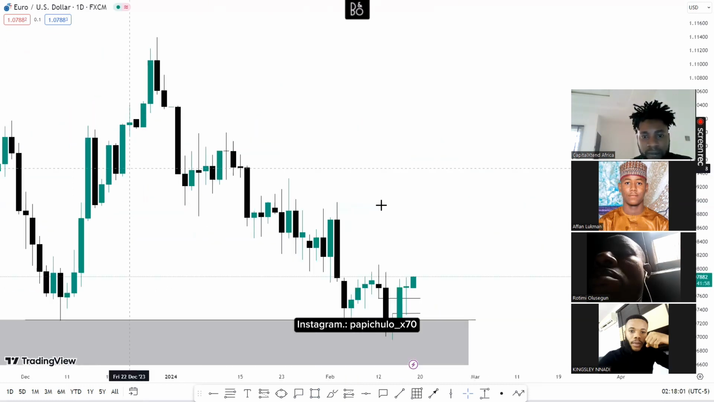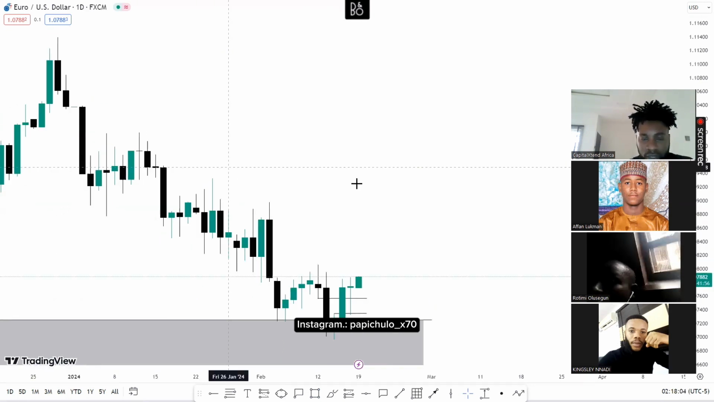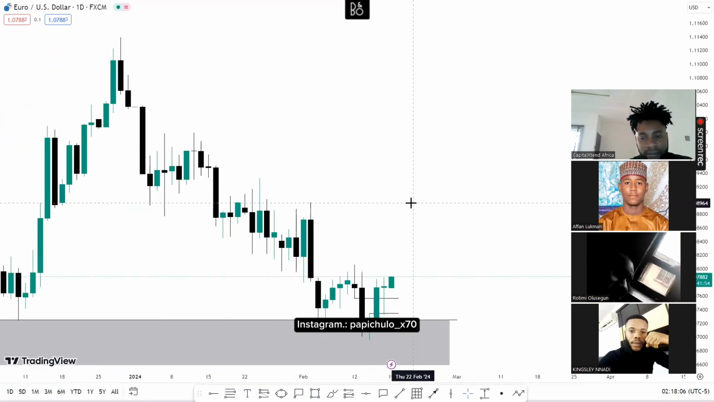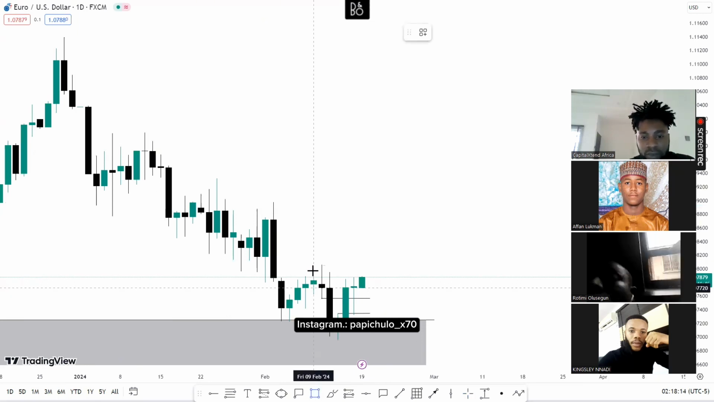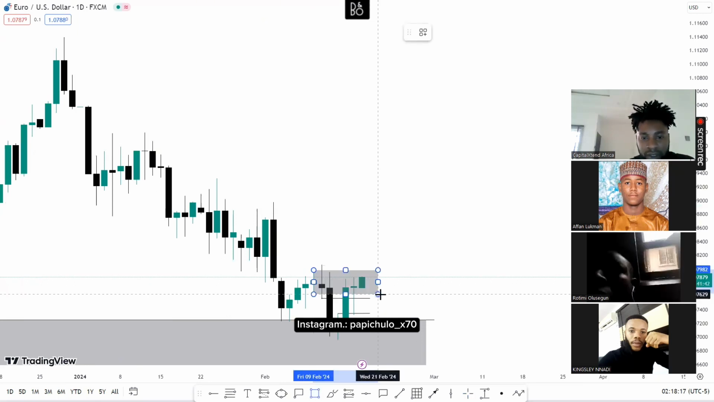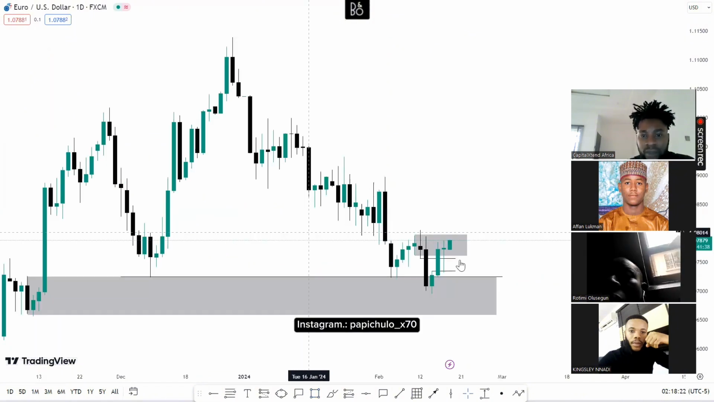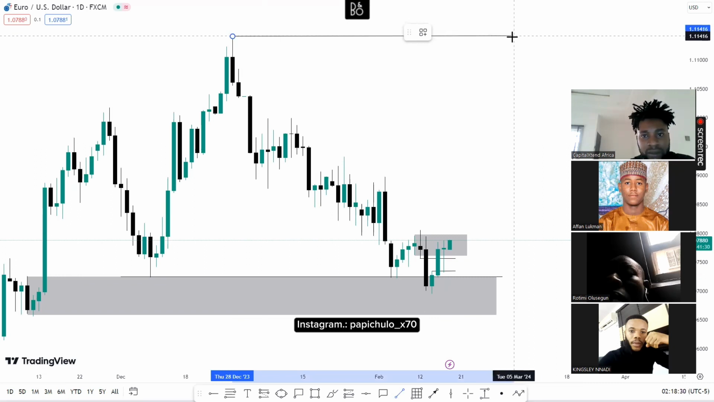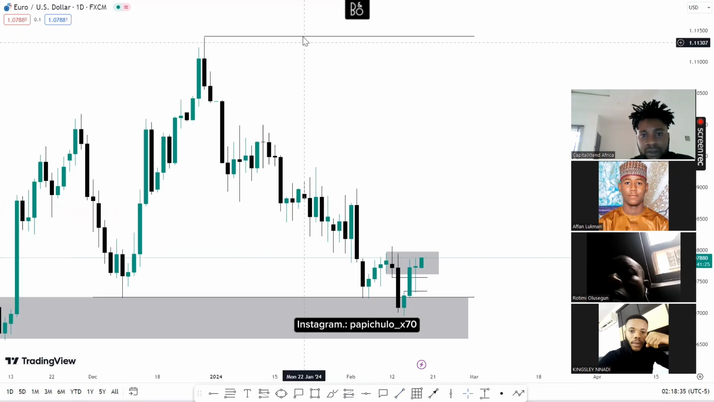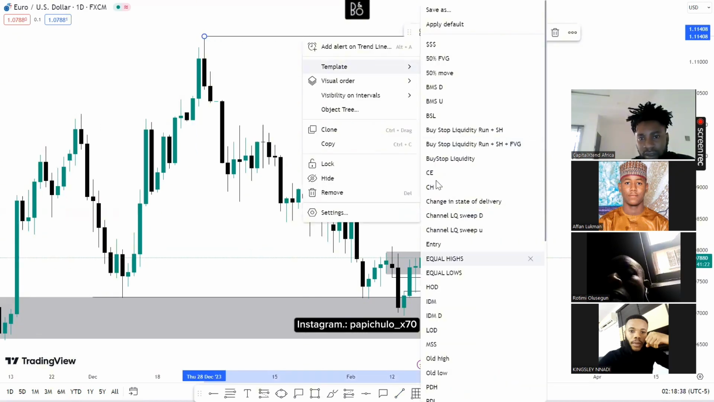So first of all, what I'm expecting Euro USD to do: I know that price has given us a clear price delivery. I'd like to see price close above this breaker here. Let's see if that is going to happen today. Our external range liquidity is going to be this buy stop liquidity resting above here.